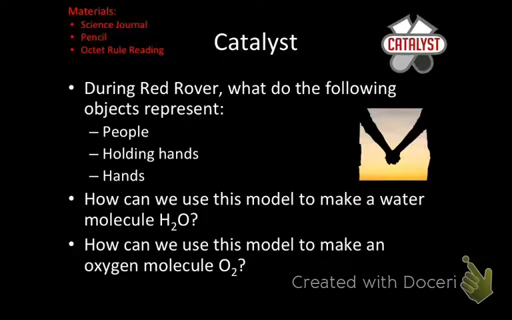Good morning, everyone. So, as a quick catalyst to start today, I want you to think about the Red Rover activity that we did last week. During Red Rover, what do the following objects represent? The people holding hands and the hands themselves. How can we use this model to make a water molecule, like H2O? And how can we use this model to make an oxygen molecule of O2?